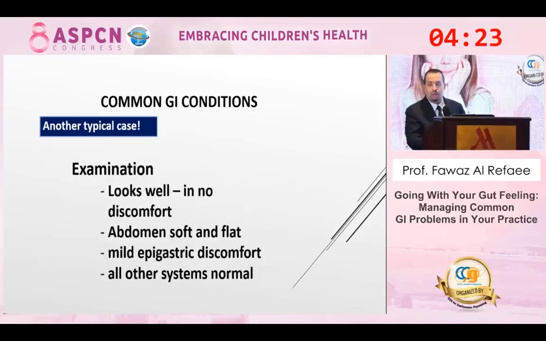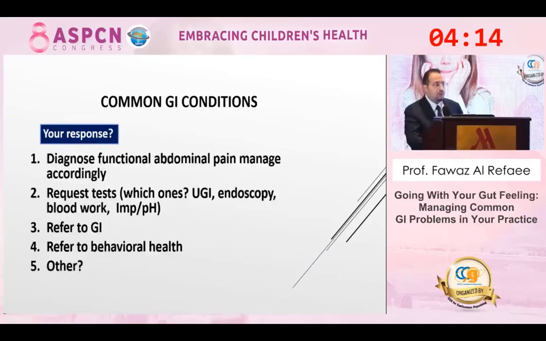Examination, he looks well, he's not in distress, abdomen is soft and lax, mild epigastric discomfort, all other systems were normal. So what's your response for this case? You diagnose functional abdominal pain, you manage accordingly, you request tests, you refer to GI, refer to behavioral health, or do something else. Number 1, so functional abdominal pain.